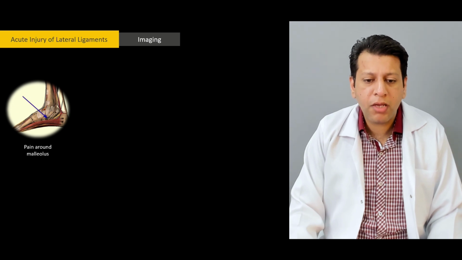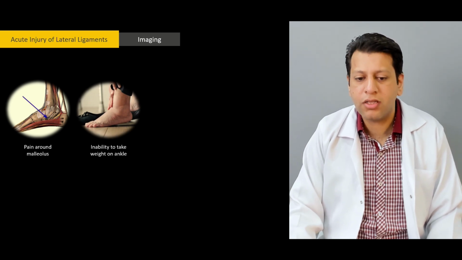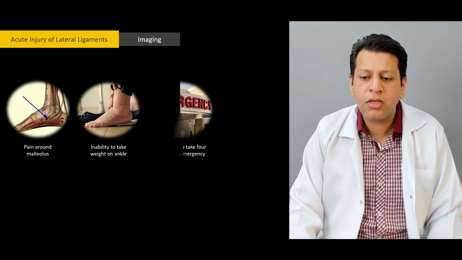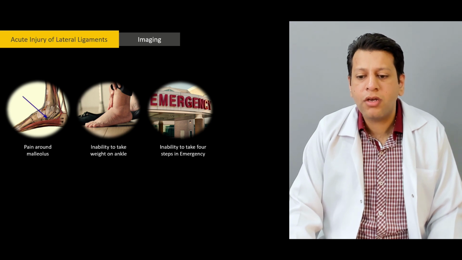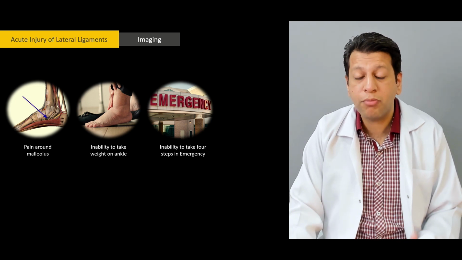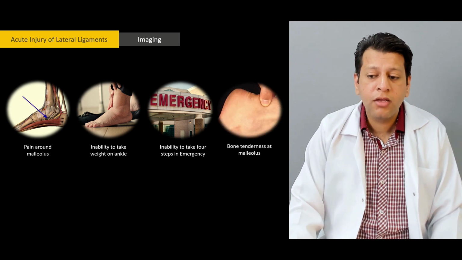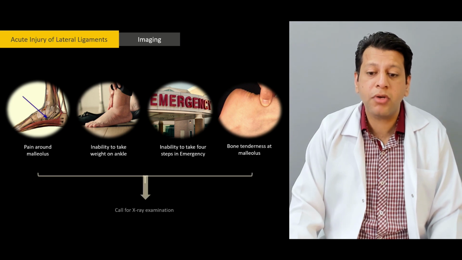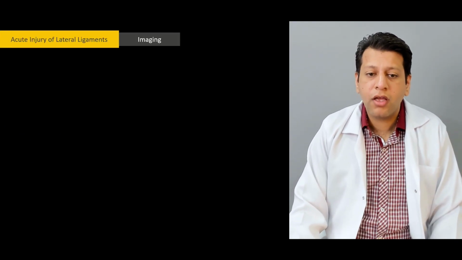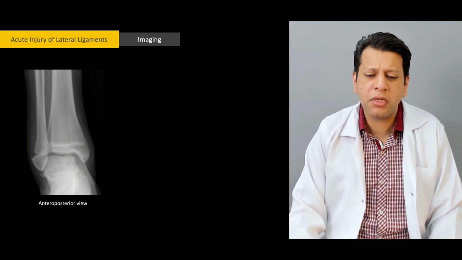Imaging may be very much normal, but it may sometimes show an osteochondral fracture or it may not show anything at all. Usually there is pain around the malleolus, in this case mostly around the lateral malleolus, and inability to walk. Patient may not be able to take even 4 steps in an emergency, because in case of a grade 3 injury, the pain is severe enough that the patient is unable to weight bear at all. Bony tenderness at the malleolus is the most common sign, especially associated with ecchymosis.